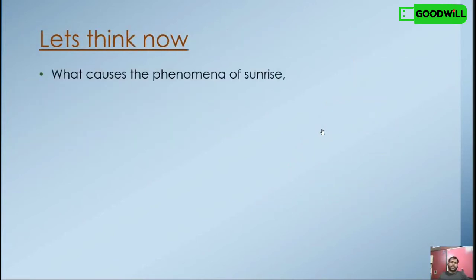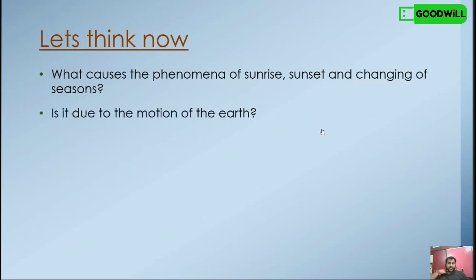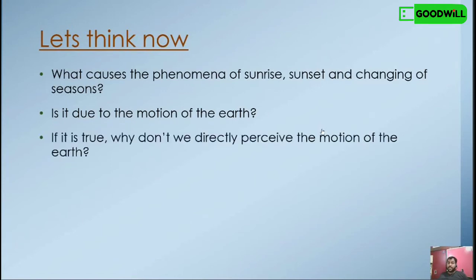So now let us think of a situation. Every morning when we wake up, we find there is a sunrise, in the evening there is a sunset, and the seasons go on changing. This is a very common thing we observe in our day-to-day life. A common question which arises in our mind is, is it due to the motion of the earth? And if it is true, then why don't we directly perceive the motion of the earth?